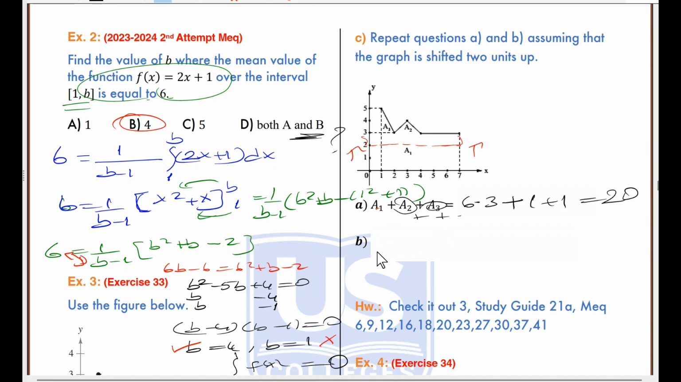Part B was asking about the mean value. So the mean value is the integral divided by the bounds. The bounds are also the same, 7 minus 1, 6. So 20 over 6. When you divide top and bottom by 2, it's going to be 10 over 3. All right. So as you can see, there are many ministry questions about this figure type.